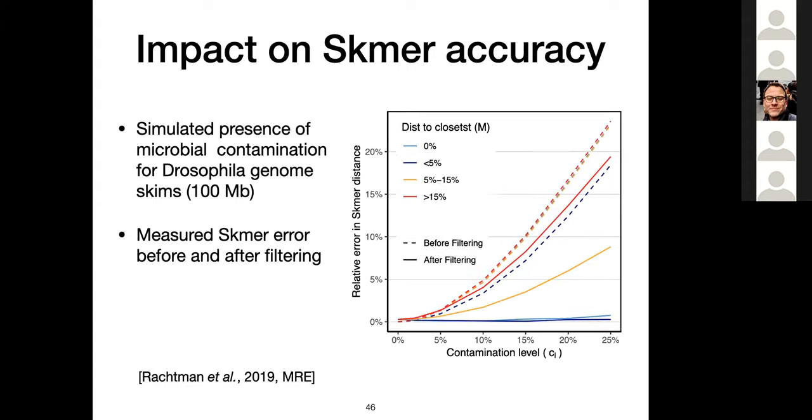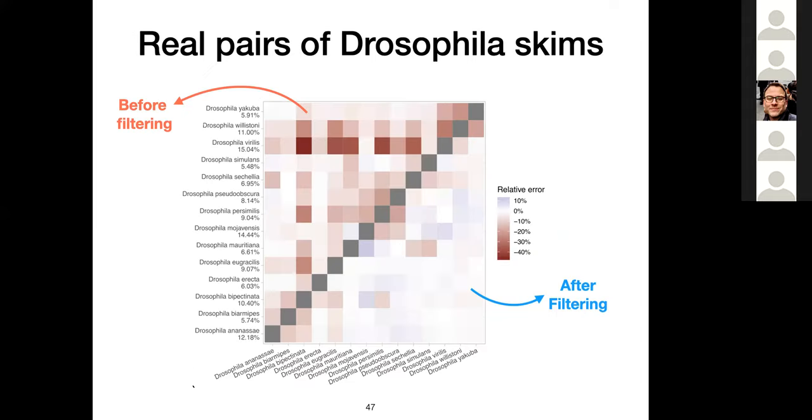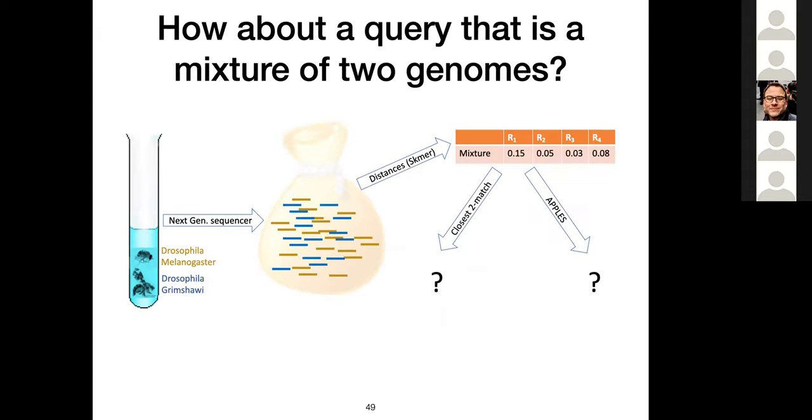So I'm going to skip through all these results. The bottom line is that Kraken is going to improve. This is results comparing genome skims with or without filtering with Kraken. After filtering, you get improved results, but it doesn't remove all the bad effects of contaminants. So this is a place where more development is needed.